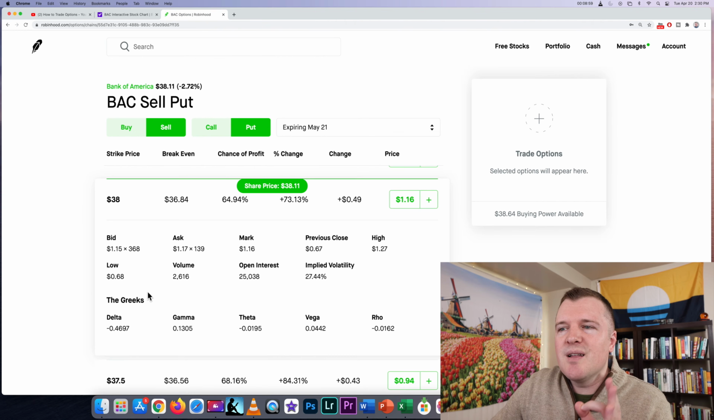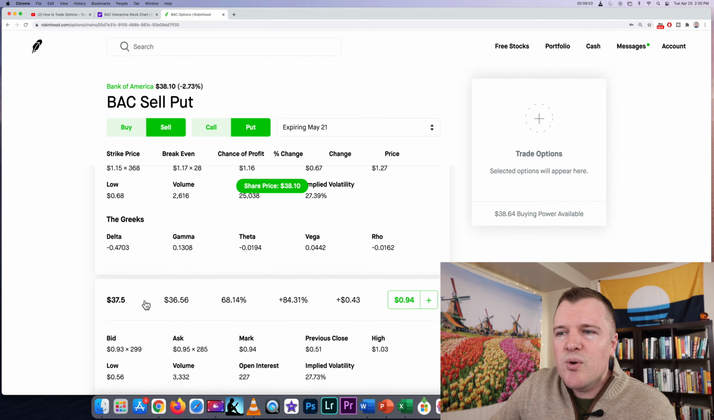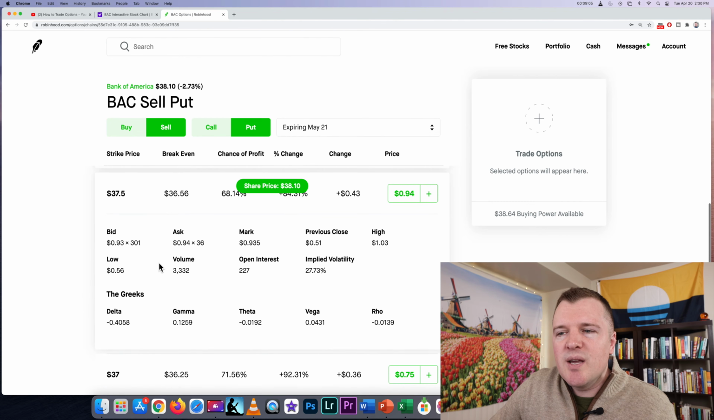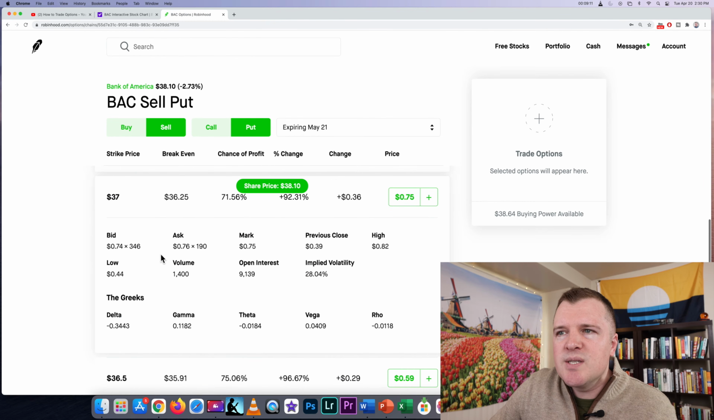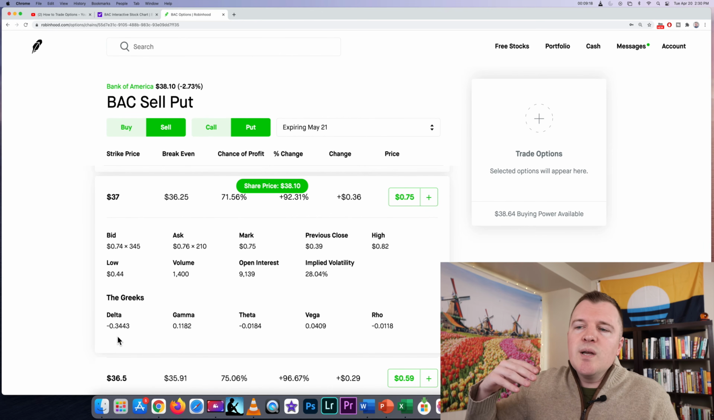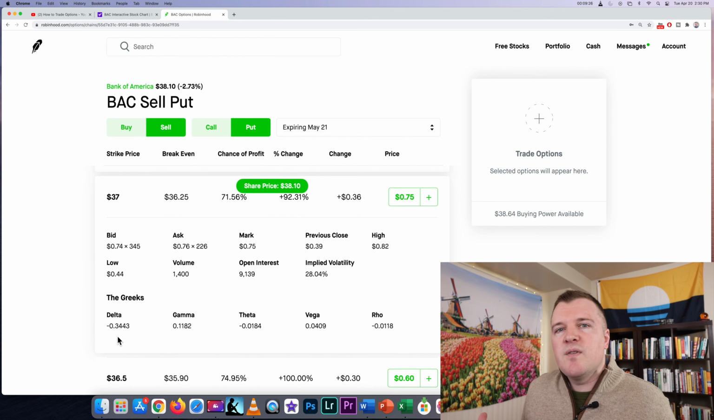But if you're just trying to collect the premium and not get assigned, let's check out the strike price, $37.50. It's showing us a delta of 0.40. Let's go down to a strike price of 37, and this is giving us a delta of 0.34, so a 34% chance. When selling covered calls or selling cash secured puts, if you don't want to be assigned or lose your stock, then going for a delta value of about 30% is the sweet spot.